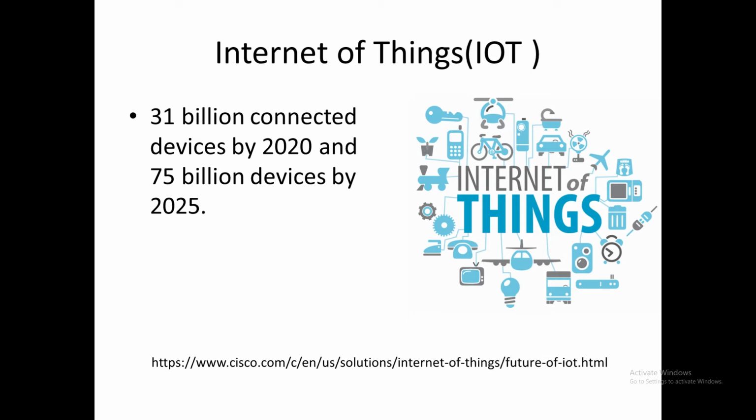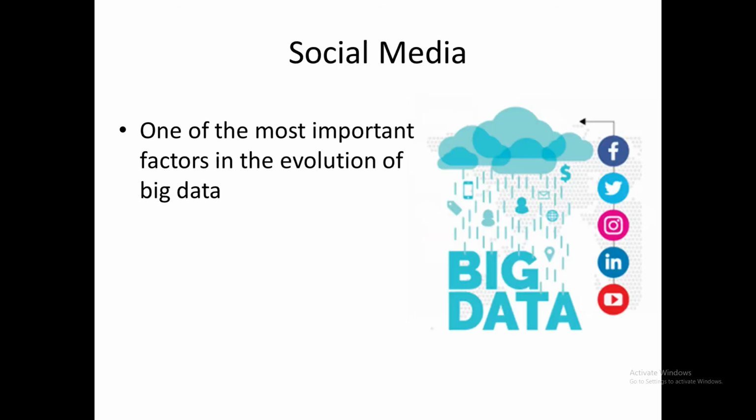From these statistics we can say how IoT devices are generating this huge amount of data. So this is one factor, that's the generation or the evolution of data. And another important factor that has contributed to the big data evolution is social media. I think all of us are familiar with this. This is also one of the most important factors in the evolution of big data.